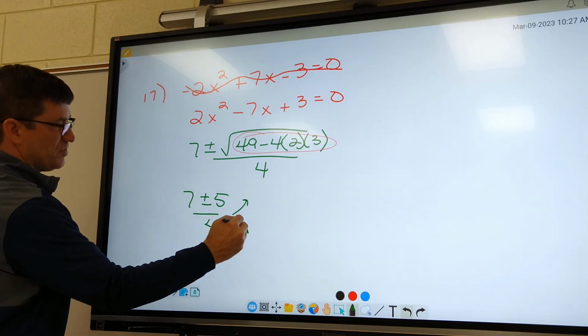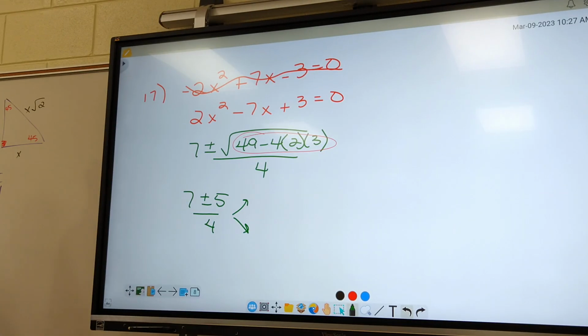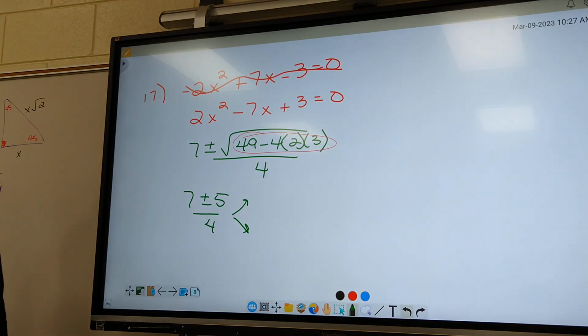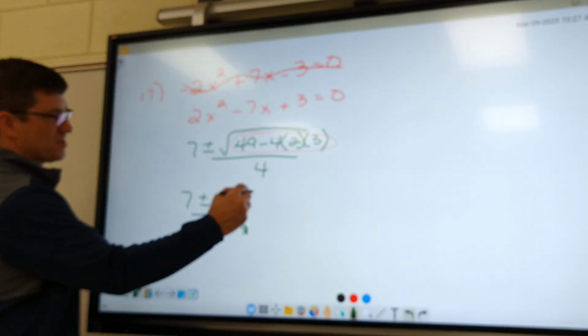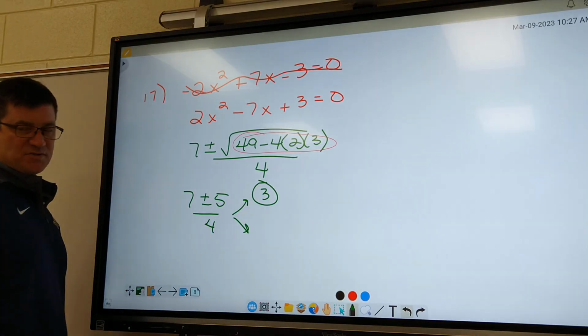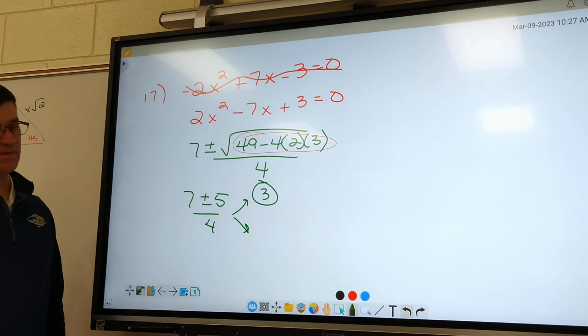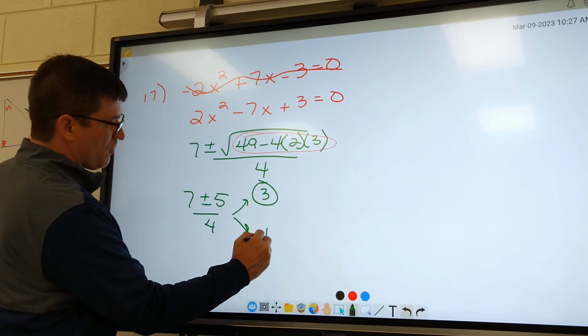Do you guys remember from here what we do? How do I find the first answer? 7 plus 5 on top, 4 on the bottom. What's that give you? First answer is 3. Second answer, how do I do it? 7 minus 5 on top over 4 is 1/2.